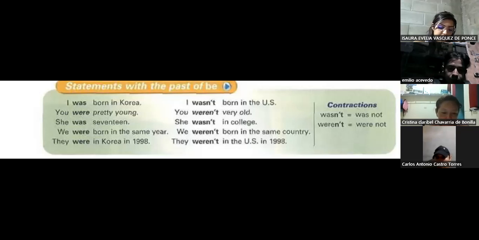Claro, podemos usarlo completo o contractado. Para sonar más fluidos, hay que usar la mayoría de veces contracciones, ¿verdad? O shorts, para que nos oigamos más fluidos. Teacher, yo no lo pongo contractado porque en mi computadora no encuentro la... Ah, el apostrophe. Ajá, okay. Sí. Ok, no problem.